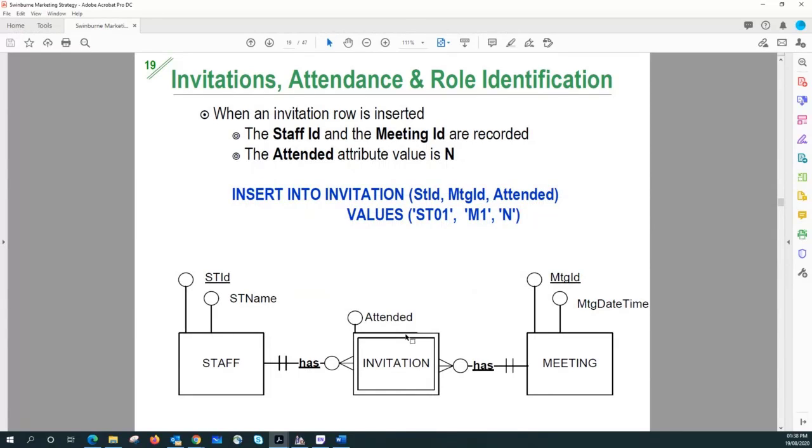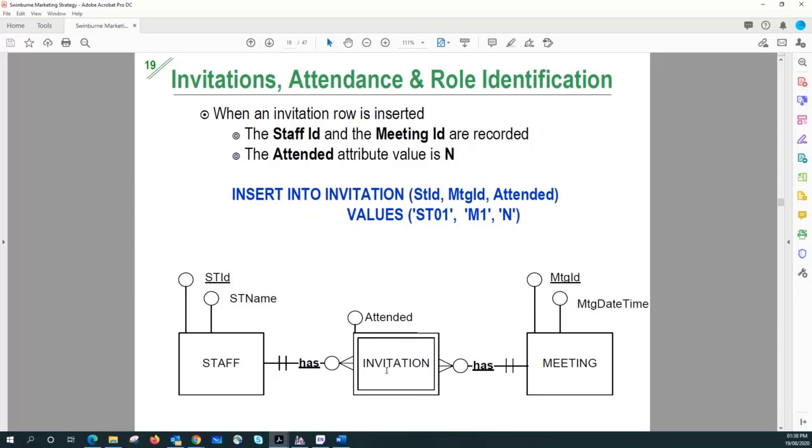When I expand it, I can have a weak entity called invitation. So staff are invited to a meeting. That is what we mean by the invitation. And then we have an attribute called attendance, so I can mark the attendance when they attended the meeting.